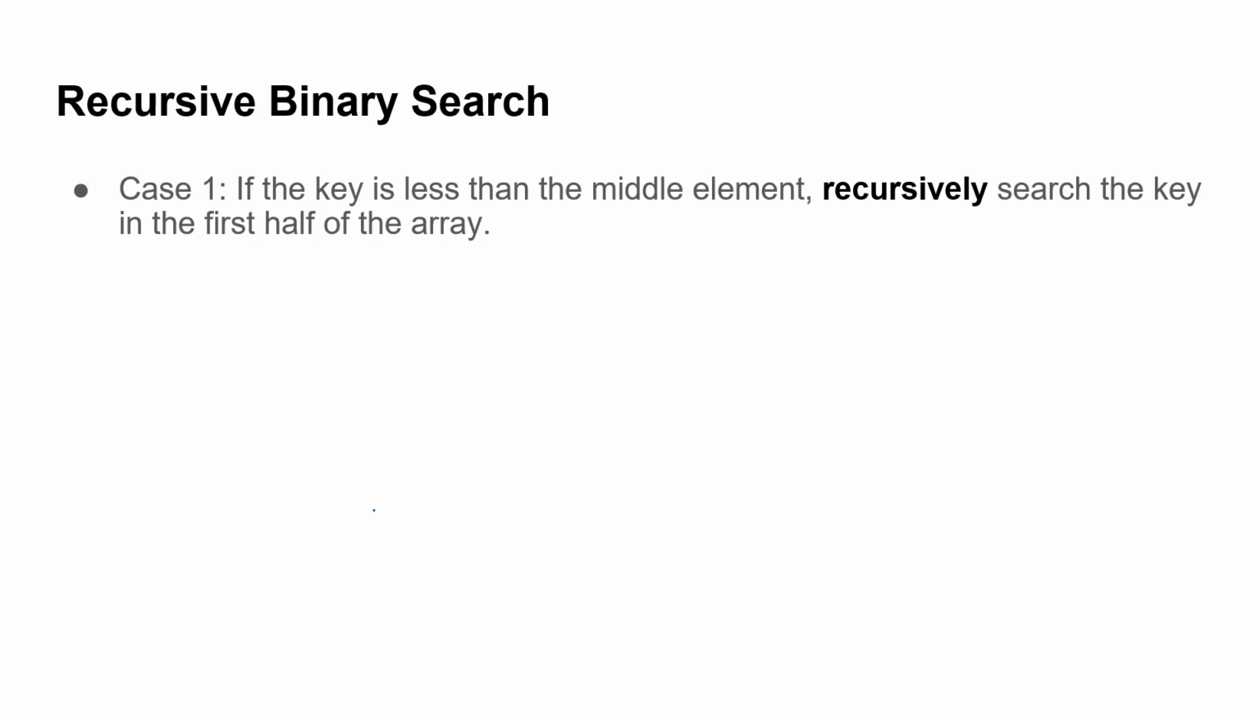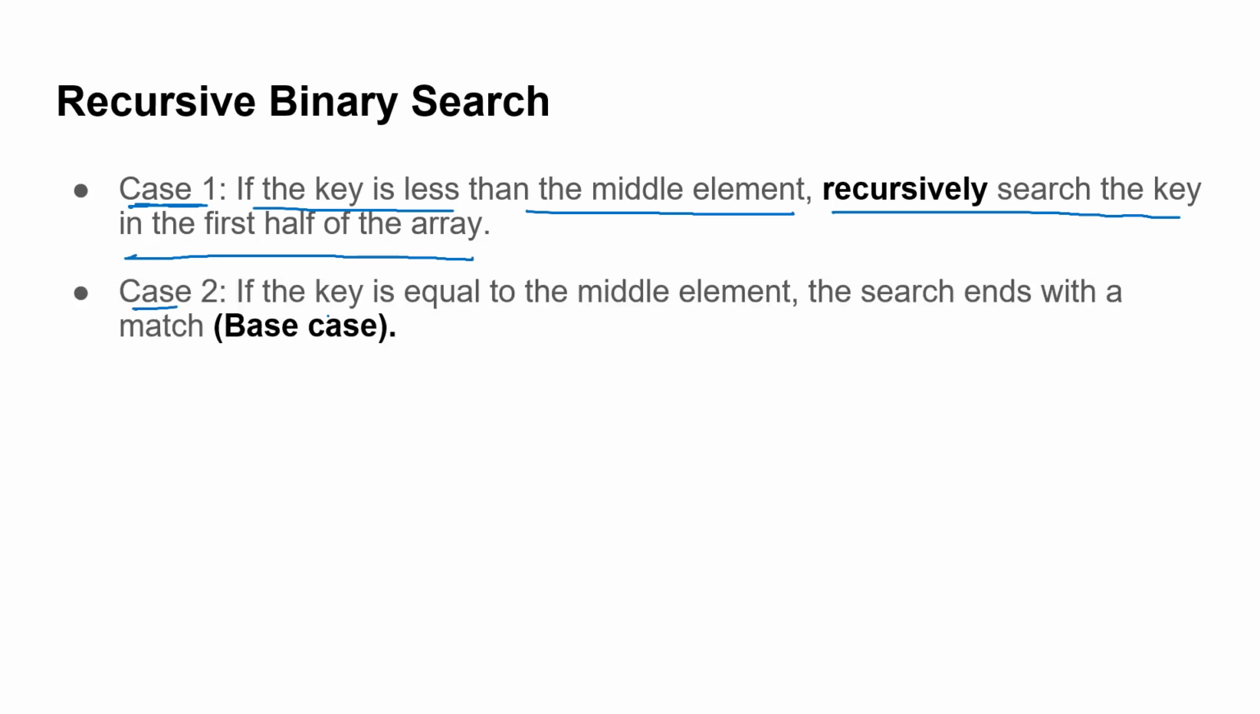Okay, so now we will do a very interesting problem, which is binary search, and we'll do that recursively. For binary search, we will break it down into different cases. In case 1, if the key that we are searching for is less than the middle element, then we are going to recursively search for the key in the first half of the array. That's case 1. Case number 2, if the key is equal to the middle element, then the search will end there with a match, and that will be, interestingly, our base case.